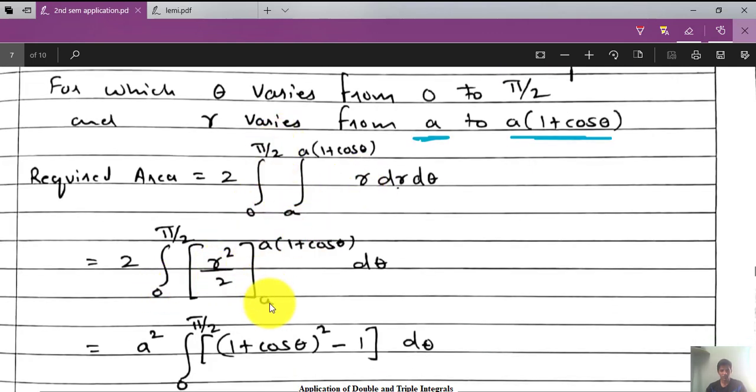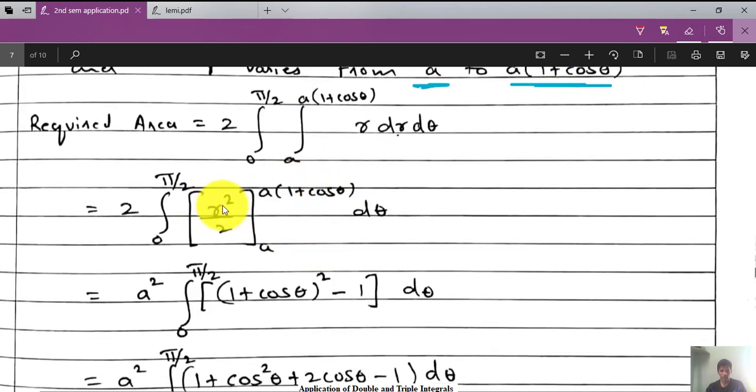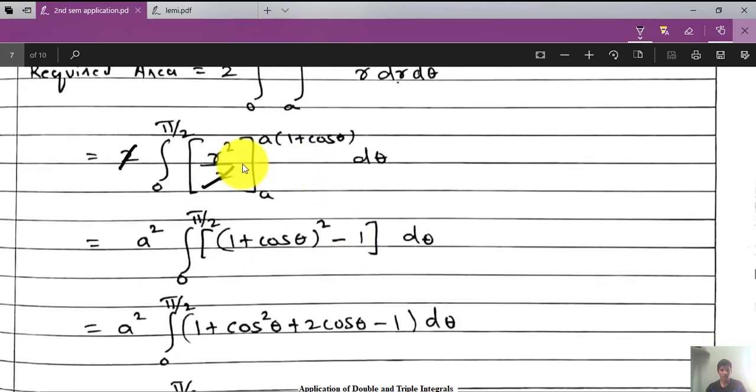So this is r square divided by 2 over the given limits. So the upper limit, r square, becomes a square (1 + cos theta) whole square. Don't write 1 square plus cos square theta. And this a square I will take outside. This 2 and this 2 get cancelled, right? a square and minus 1. So this a I am taking out. The lower limit is a, and this a I will take outside, so it becomes a square, right?